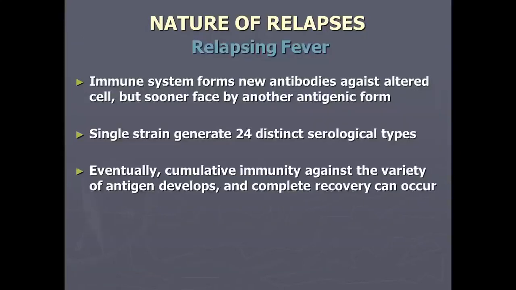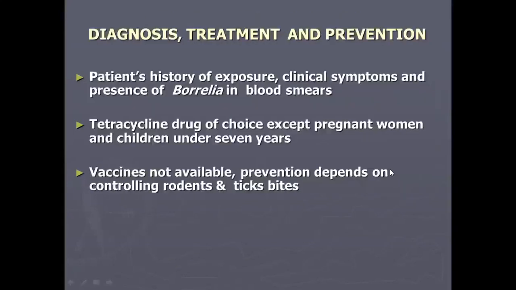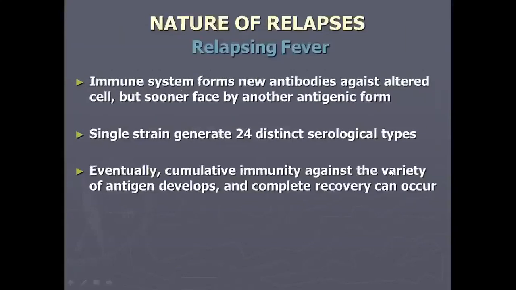The immune system forms new antibodies against the altered cells. In every stage of relapsing fever, in each relapse or high temperature fever, you have different immune system antibodies, and they are soon faced by another antigenic variation. This antigenic variation is the survival strategy of the organism to cause disease in the body. When the body produces antibodies, the organism changes its shape, changes its antigenic potential, and starts producing disease again.